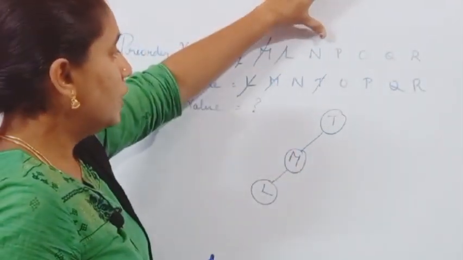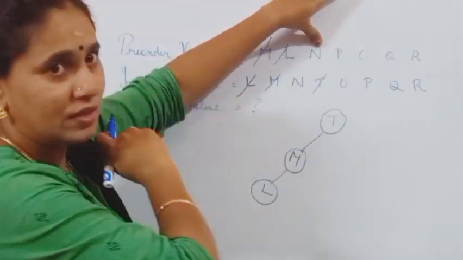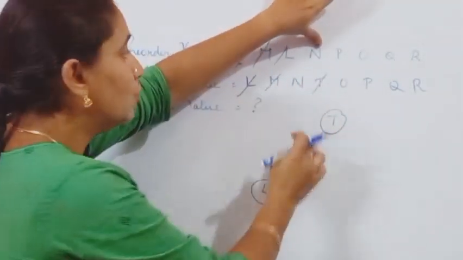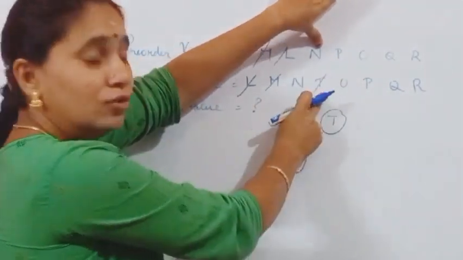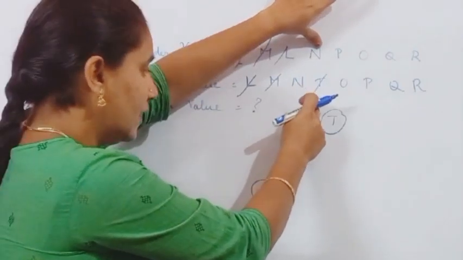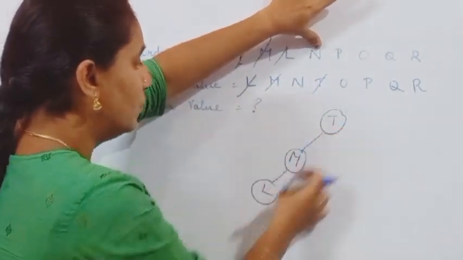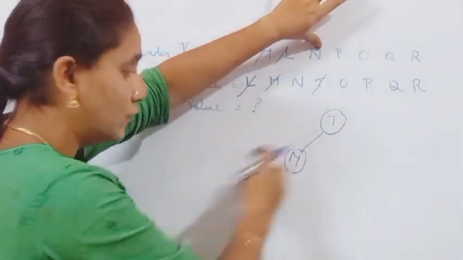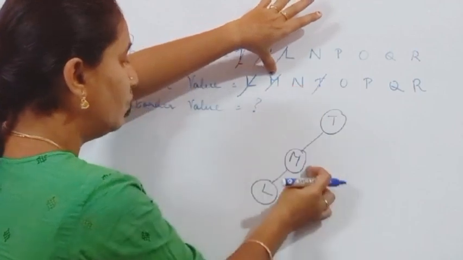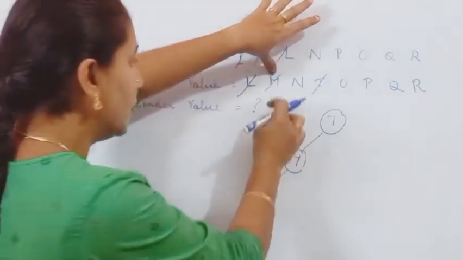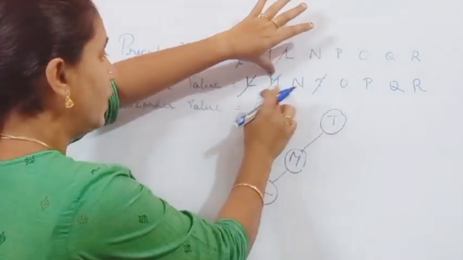What is the next value? N. Okay, so how to write N? Again see the in-order traversal. N is present to the left of the root node, isn't it? Again, where must I write? I cannot write directly because there are values present. Again it is present to the right of M. So I can draw like this.